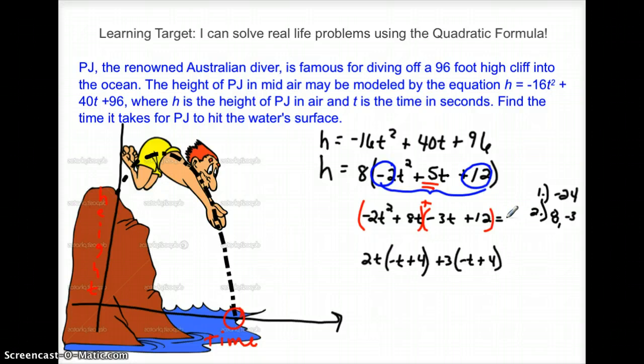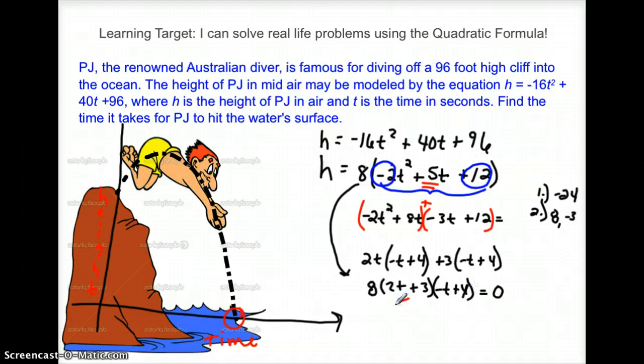When I do my grouping, we're going to have 2t plus 3 in one group, and negative t plus 4 in another. Now remember, we had this 8 that we don't want to forget about. And since we're solving, we want this to equal 0. For the sake of time, I won't have time to show you all the work.